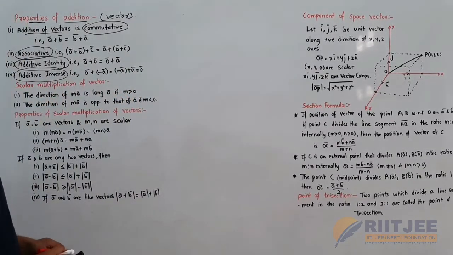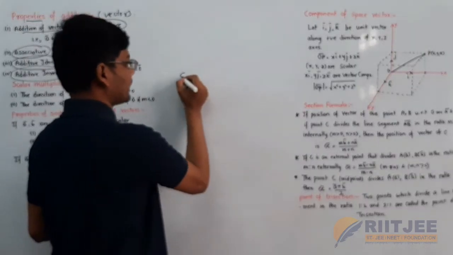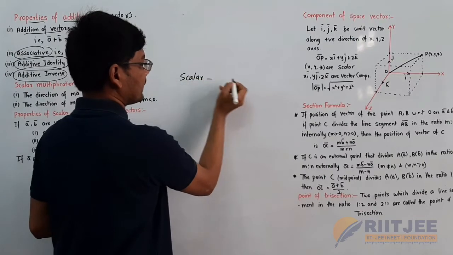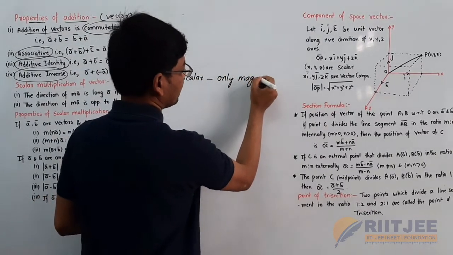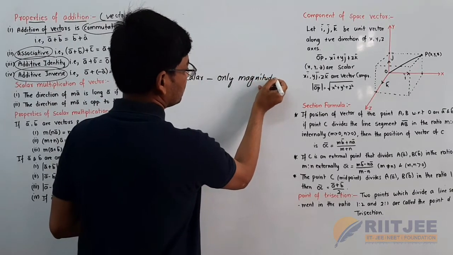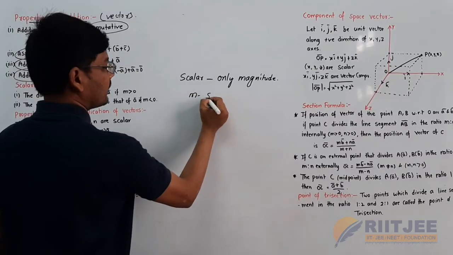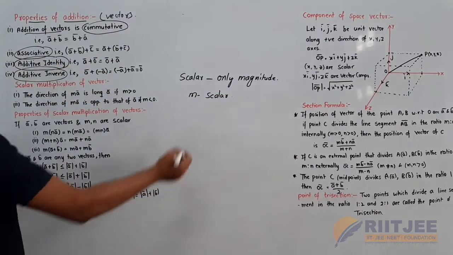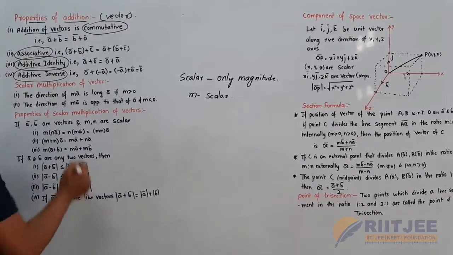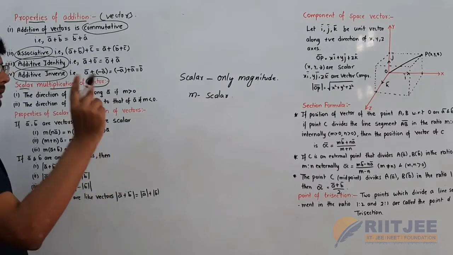Now multiplication of a vector, scalar multiplication. First of all, what is meant by a scalar here? A scalar is nothing but only having magnitude. Where m is a scalar, all real numbers are scalars here. Then scalar multiplication of a vector.